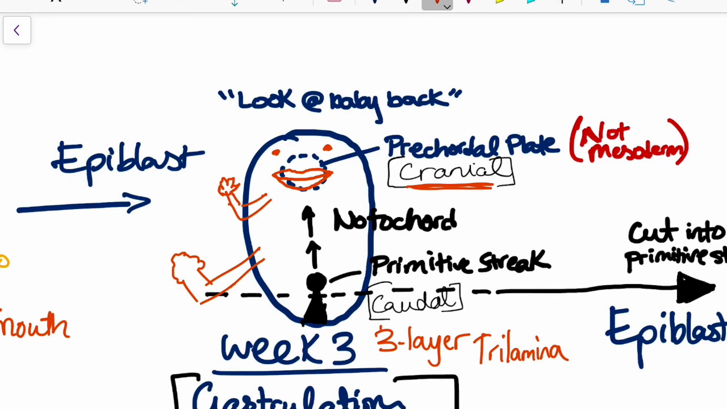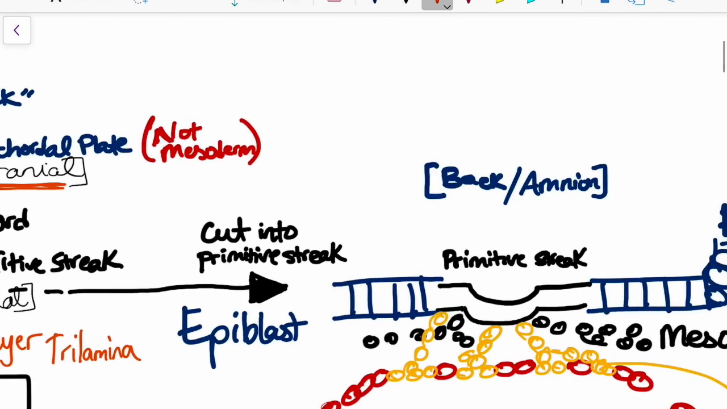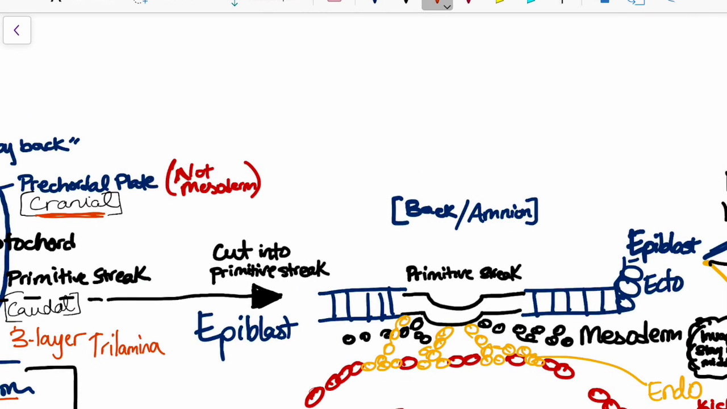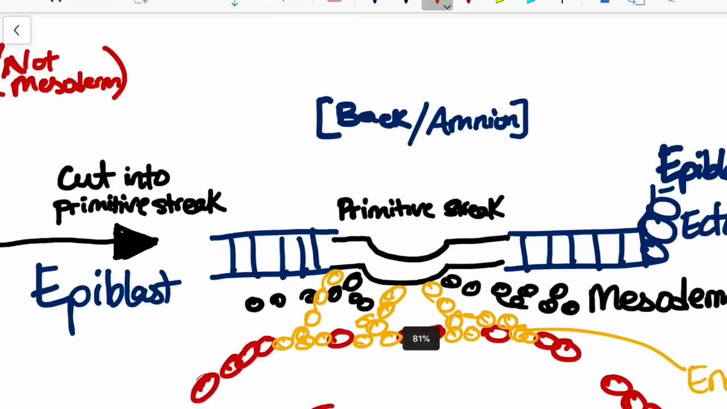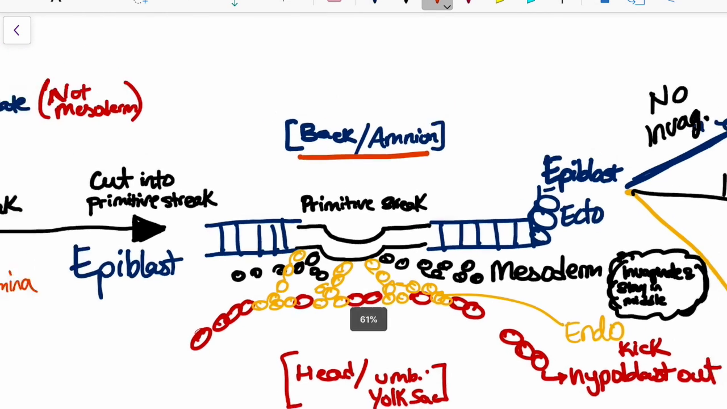Basically, this baby will have something called the primitive streak that starts here, and it will move towards the precordial plate, and then it comes back to the primitive streak. If the primitive streak is able to pass this line, then we will have invagination or non-invagination, it just depends. Once again, we are looking at the baby's back, with the amniotic cavity on this side, and the yolk sac on the other side.